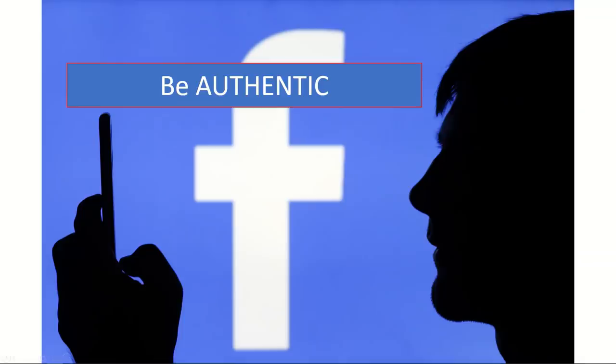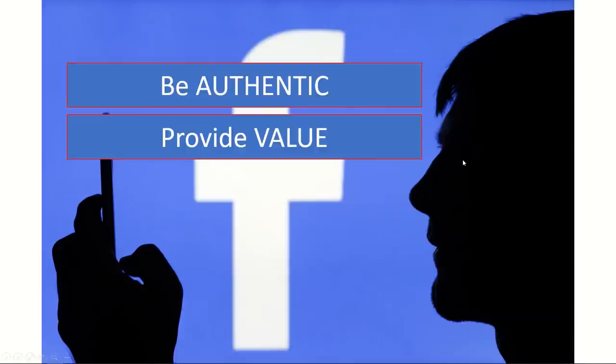Okay, so let's do a quick recap. You've got all the pieces now. You can go forth and conquer. Number one, be authentic. Don't just stand on a street corner and shout, buy my stuff, buy my stuff. Provide value for people. Provide news. Provide pictures. Provide shareable value. People want to be engaged in something that they're passionate about. Okay? Providing value means you're providing content other than your product.